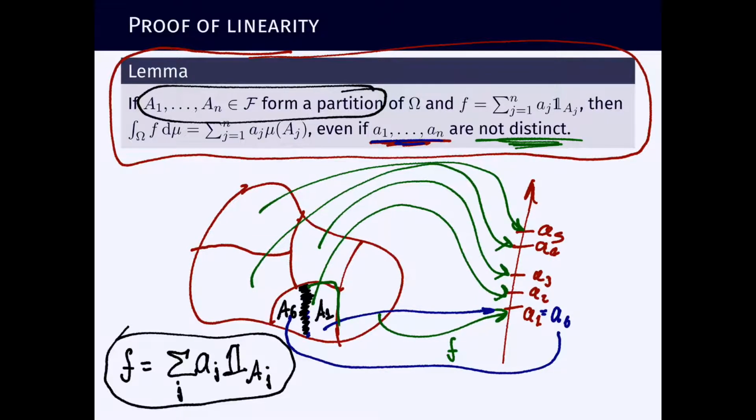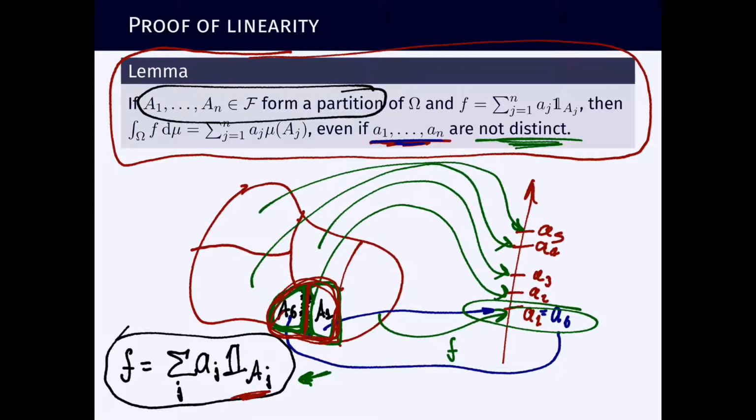So now I have a larger partition with 6 sets instead of 5. This expression is still true, except that it is a bit redundant. It's not the most economical way of writing f this way, because I'm considering 2 sets in the partition where the function takes the same value. But it's okay. It will of course give the same value for the integral. Why? Because here we're just decomposing a set of the partition into two, but the measure is additive. So this will all cancel out in the end.